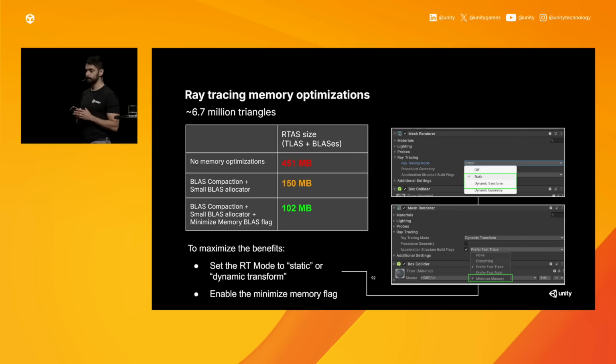And to benefit from this, it's very simple. We just need to check the mesh renderer settings. Make sure your static geometry is set to either static or dynamic transform in the ray tracing mode, not dynamic geometry. And also enable the minimize memory flag.